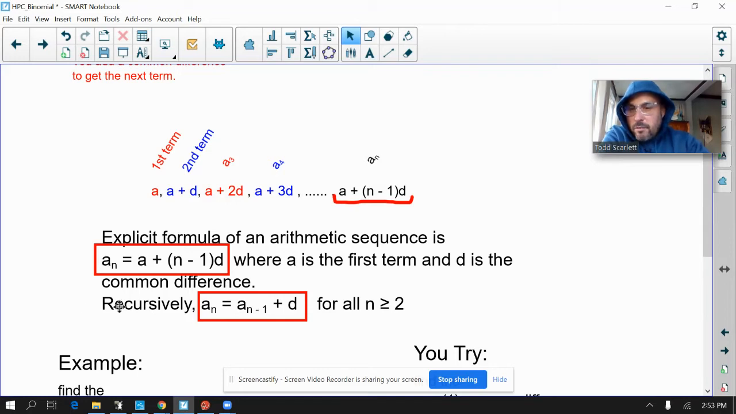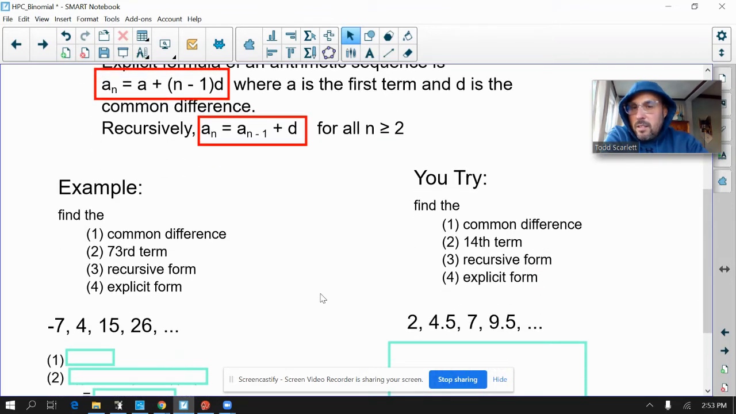And then recursively, we always add a D to get the next term. So the nth term is always the previous term plus the common difference. And when you have recursively, you're always given the first term, so you're given A1. So that means this recursive definition is true for n equals 2, n equals 3, n equals 4. So the third term, the fourth term, the fifth term, that's why you have this n is greater than or equal to 2. So let's do a couple of examples.